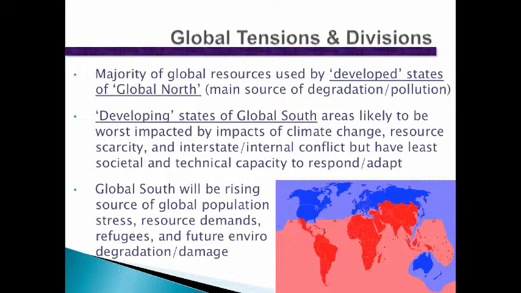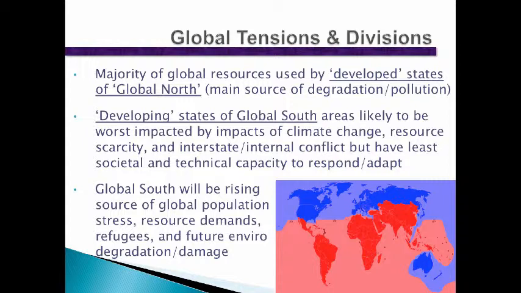And a lot of these kind of modern industrial societies with very high standards of living tend to be some of the main polluters as well, and also some of the countries that use most of the world's resources. On the other hand, we have these developing states of the global south that are those countries that are likely to be the ones worse impacted by the effects of things like climate change or resource scarcity, are also potentially the most prone to interstate or internal conflict.